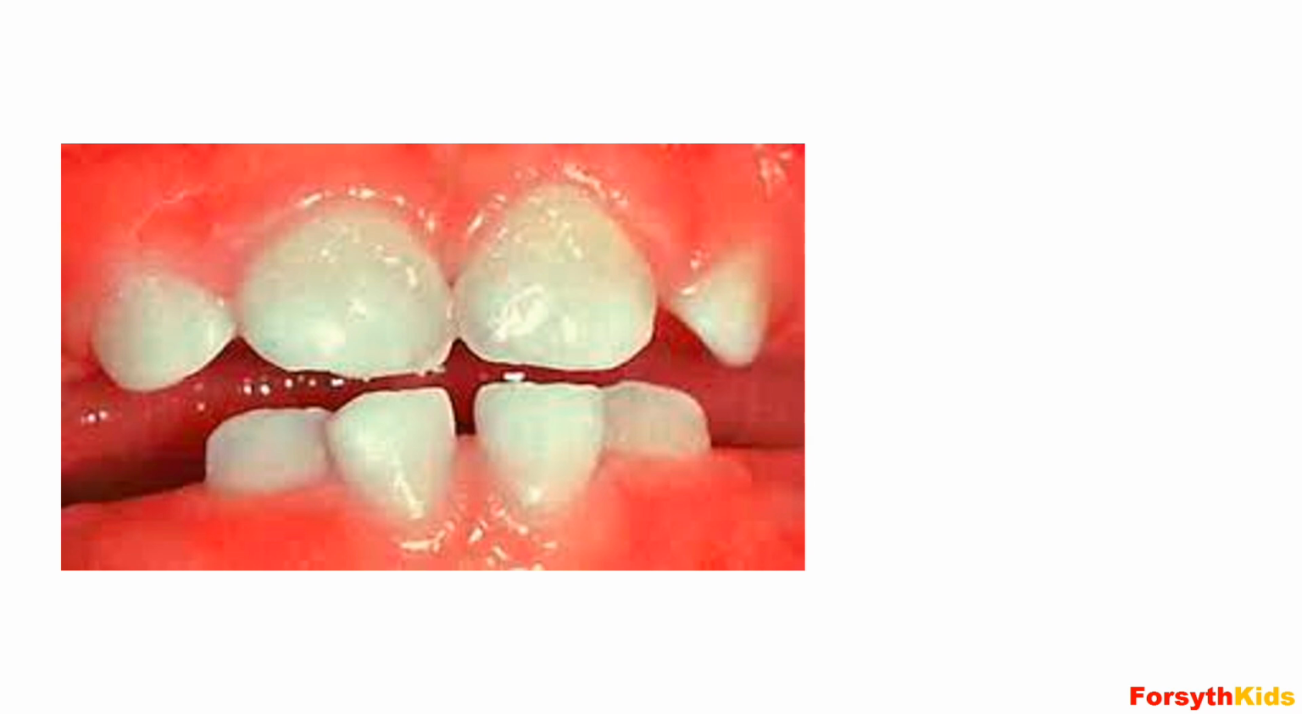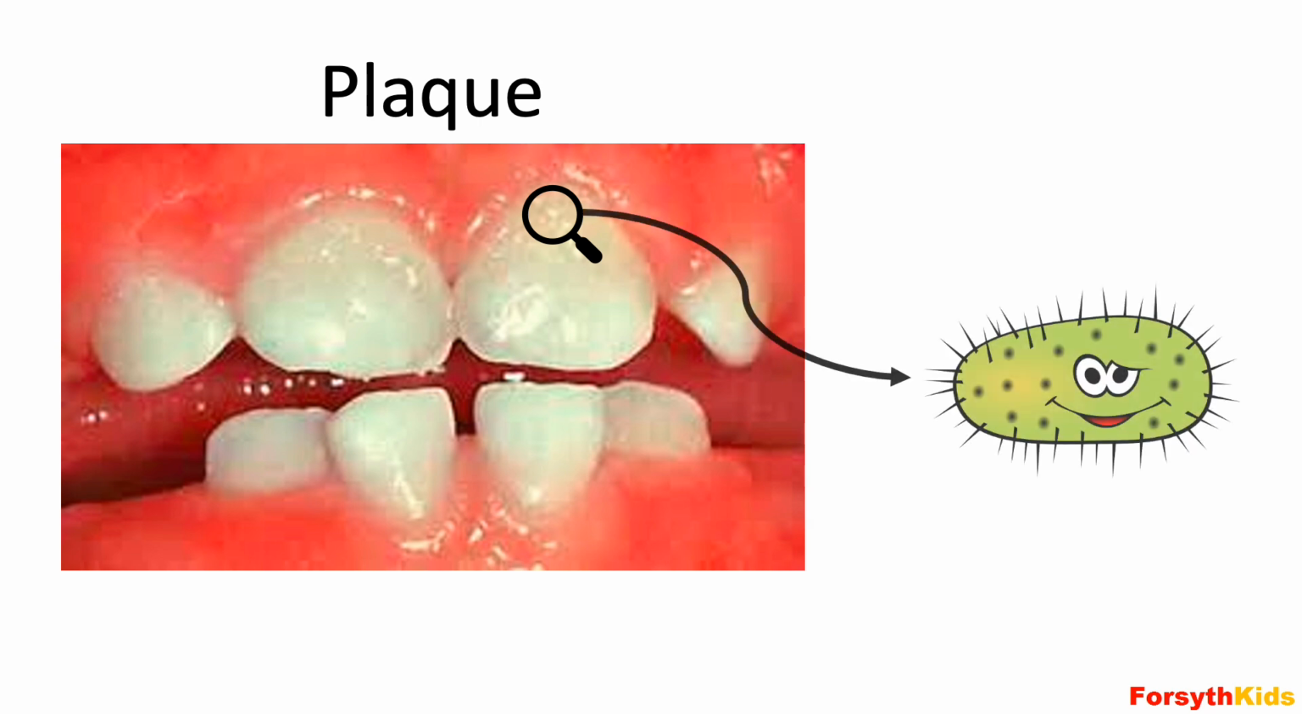As you can see here, this is a picture of a child's mouth and some of their teeth. Right here, you can see a white film or buildup. It might be a little hard to see on a picture, but you might notice this film in your own mouth when you wake up and have a fuzzy feeling on your teeth and tongue. This film is called plaque. It builds up every day and gets removed when you brush and floss your teeth.